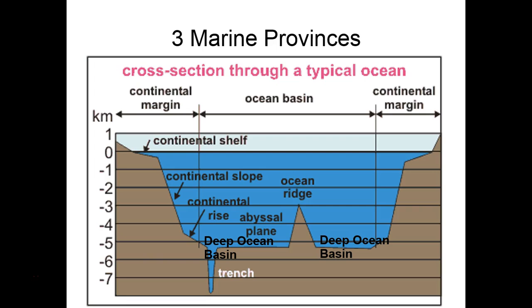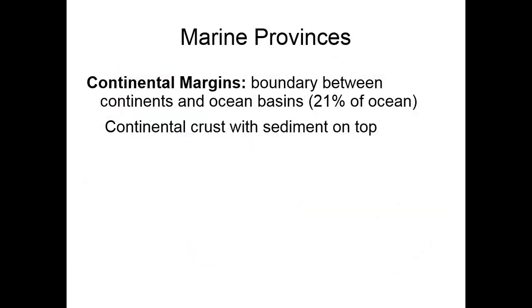So there are 3 different marine provinces based on the depth and their location in the ocean. So we've got the continental margins, so that's the connection between the land and the sea. And the continental margins make up about 21% of the oceans. They are made up of continental crust with sediments on top.